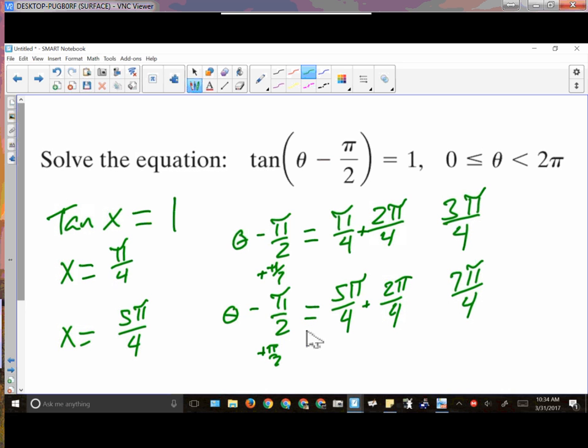Now, one of the things I want you to sit here and think about is to be careful when it comes to tangent. Tangent has a period of pi, okay? Not just 2 pi. Granted, I can write each one of these down here with a 2 pi and it would still work. But because of the way tangent operates, its period is a little quicker. So, let's try it this way.